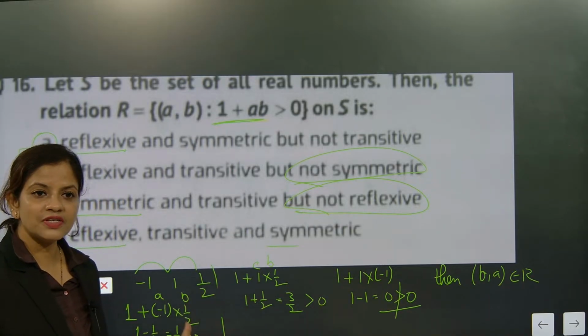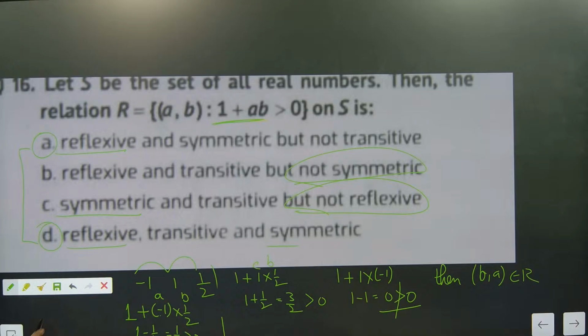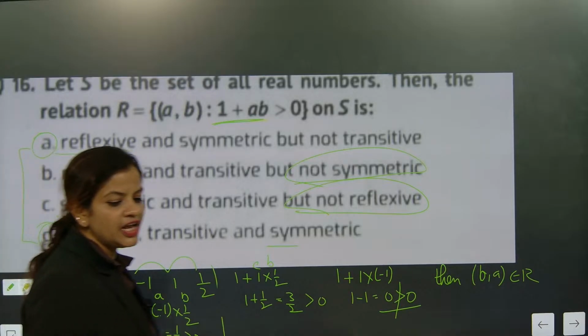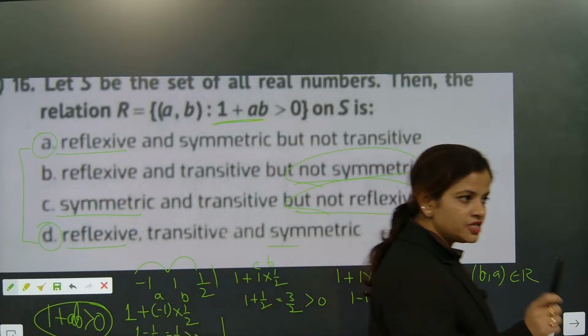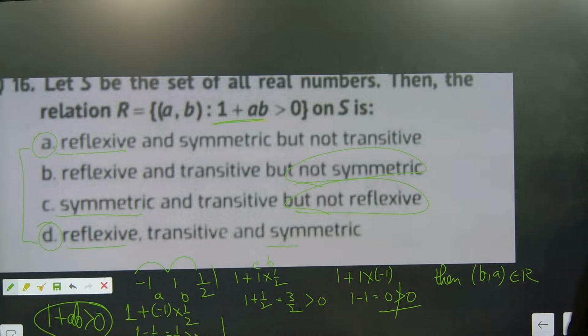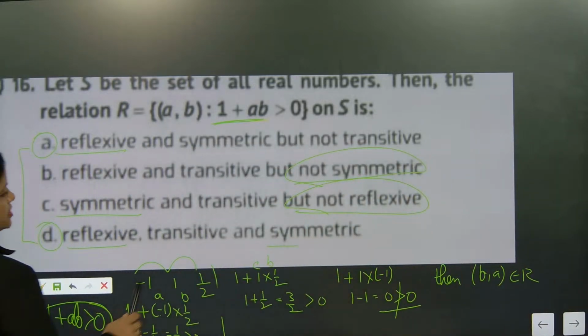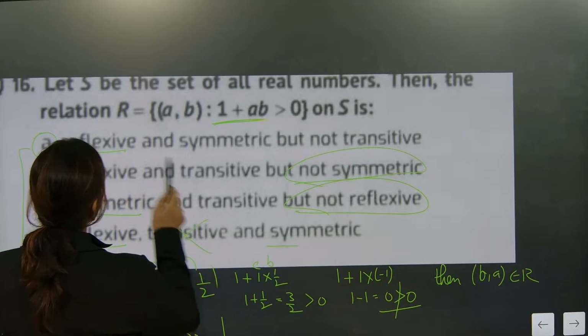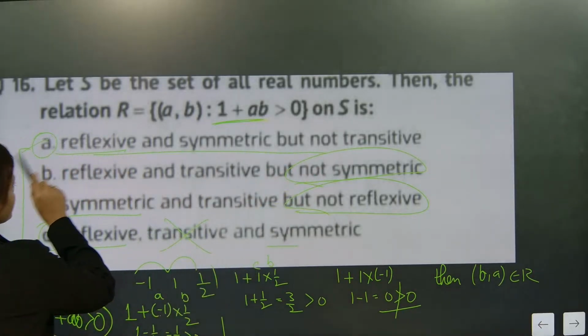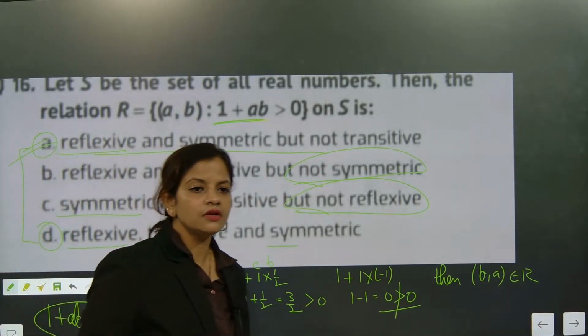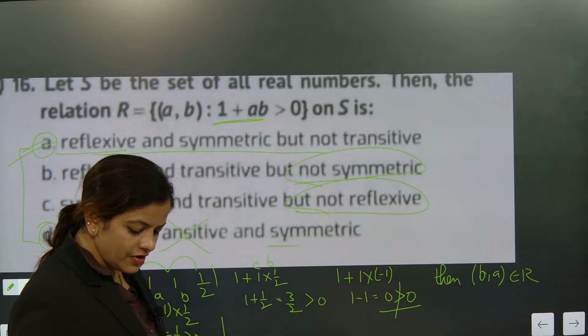You need to be very specific. Always remember, 1 plus AB strictly greater than 0 is not an equivalence. Why? Which part is it failing? Transitive. Remember very nicely, the part it is failing is transitive. So here it is not transitive. So which one is the correct answer? Is it an equivalence relation? No, it is not at all an equivalence relation.